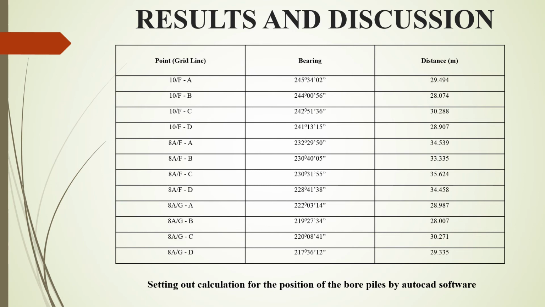The data of the bearing and distance were used for setting up the position of the bore piles at the construction site. The bearing and distance of every bore pile are calculated by the coordinate method, from the coordinate of the ground control point to the coordinate of the bore piles. This setting up data calculated by AutoCAD software will be compared with the data calculated by manual calculation.